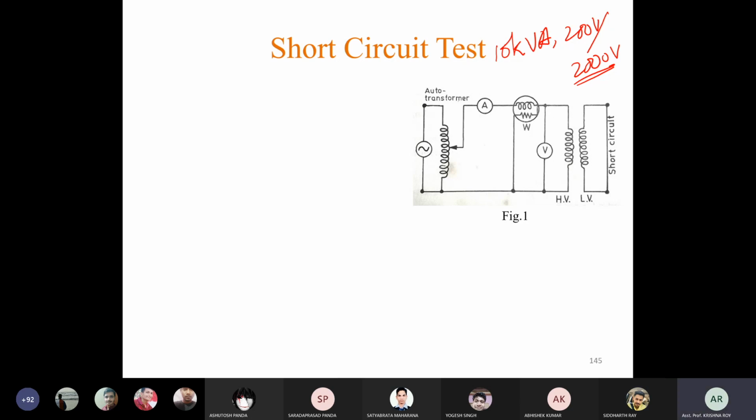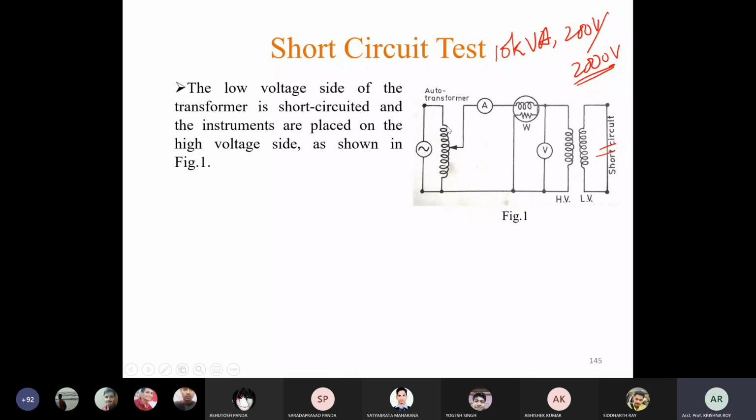So the short circuit test is performed on the high voltage side. As we can see from the circuit diagram, all the measuring devices are connected to the high voltage side, and also the supply system is connected to the high voltage side, and the low voltage side is kept short circuited. Okay, there is a dead short circuit. So this is the arrangement. Now again we have to identify the readings of these three instruments, what they are reading. So that is the arrangement.